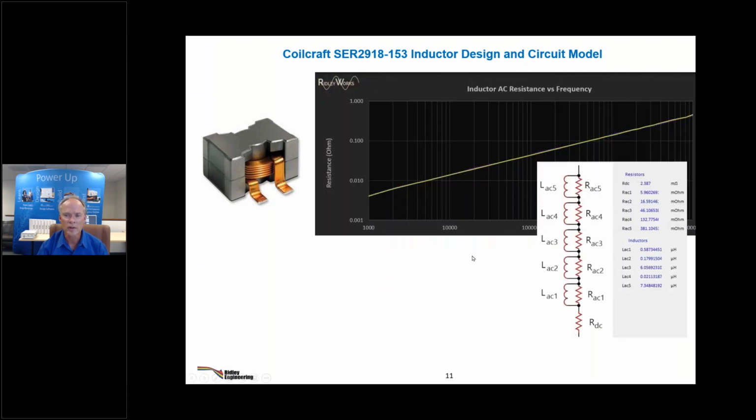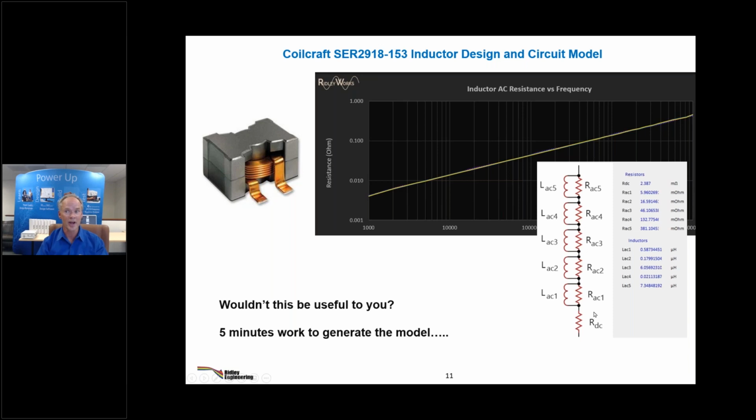Coilcraft and Würth, if you're listening, you give me an inductor and in 5 minutes, I can give you the proximity loss model, okay? And it's a good model. Wouldn't this be useful to you if you're a user? Because now I'm not going to try and stick this in an LLC circuit. Because when I simulate these values in here, it'll show me, no, that's not going to work. It's 3 times harder than if you wound it a different way.